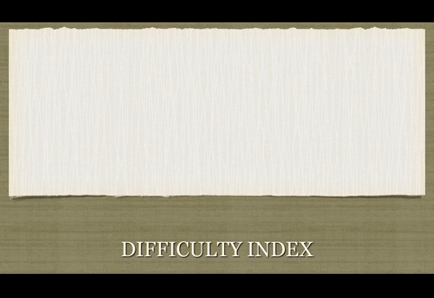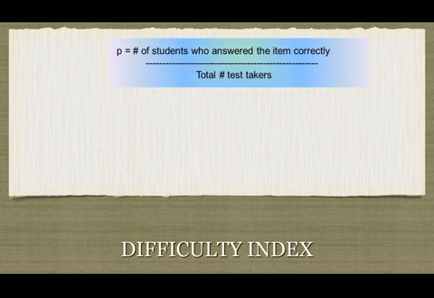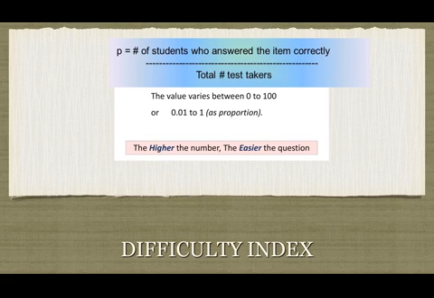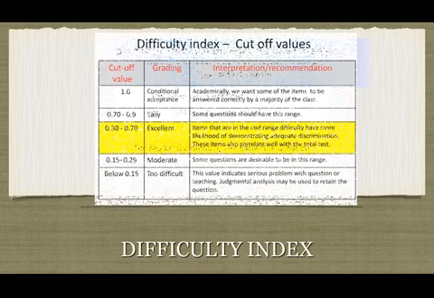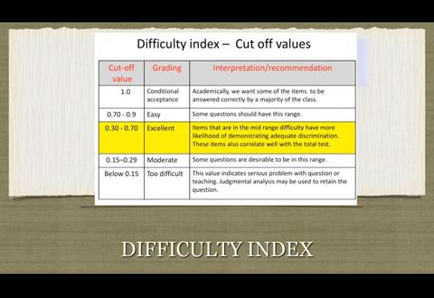The next thing you have to find out is the difficulty index. It is the proportion of students who answered the item correctly out of the total number of students who took the test. The value varies between 0 to 100 or 0.01 to 1. The higher the number, the easier the question. These are the cutoff values.